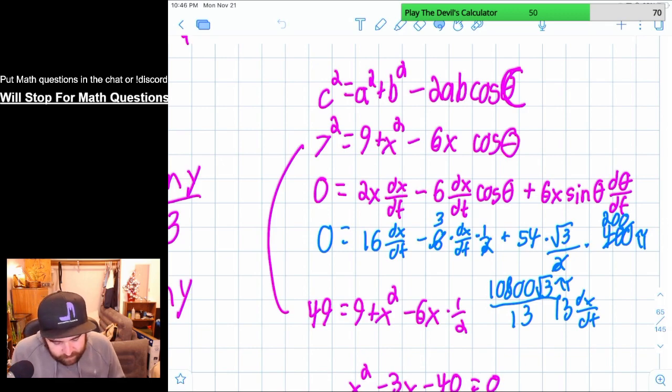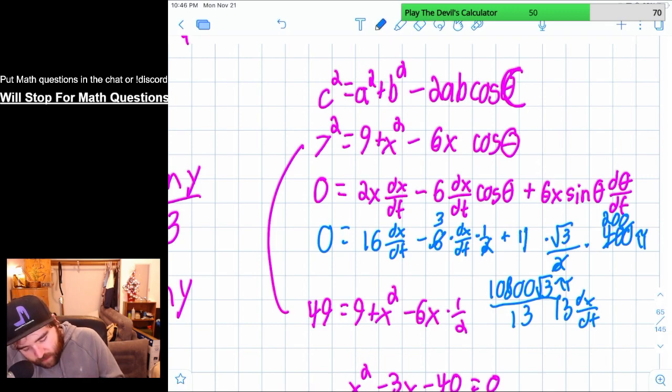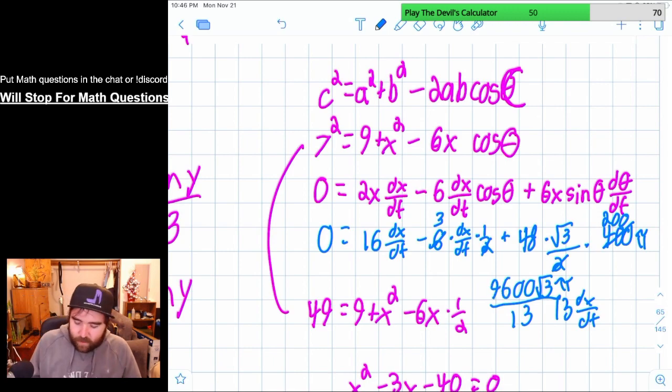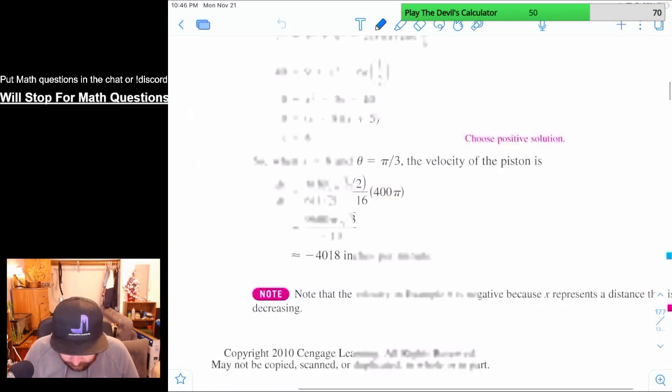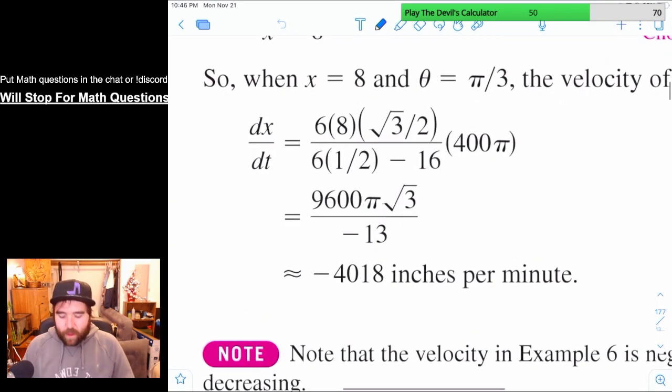But that's just that one thing. It's 54. Is it 6 times 8? 6 times 8 ain't 54. 6 times 8 is 48. Oh my gosh. So then this 2 times 56 was, whatever it was, 108. Now it's 2 times 48. That's 96. So it's 9600 root 3 pi over 13. 9600 pi root 3 over 13. And it's negative.